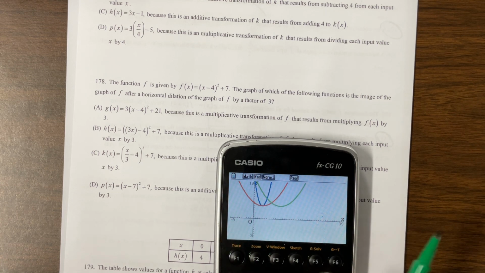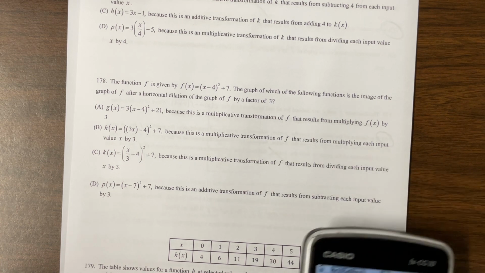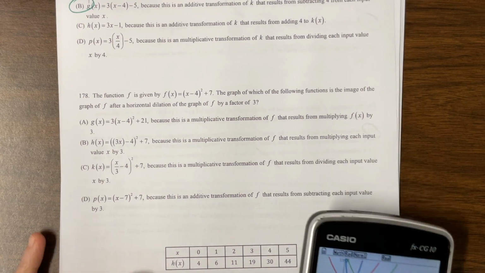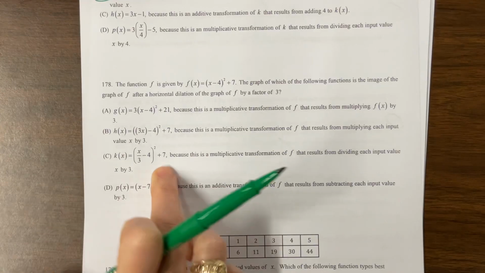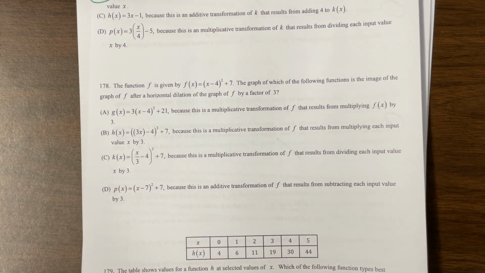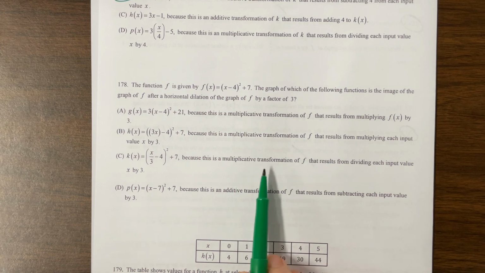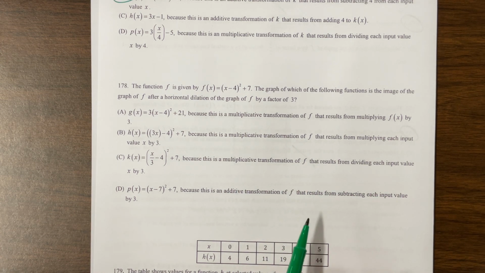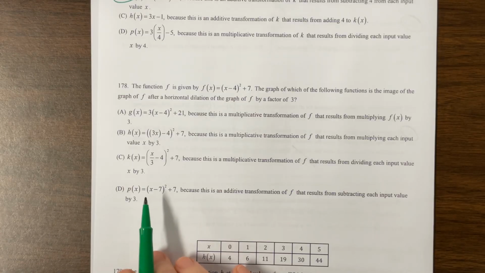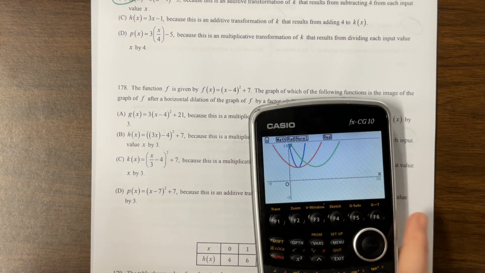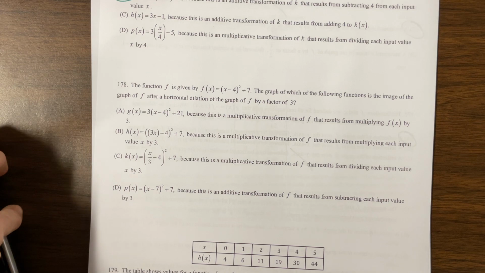This one seems to be shifting also, which kind of bothered me, but they didn't tell us we couldn't shift. So there's that. Okay, so I think the best answer has to be C, because it's a multiplicative transformation that results from dividing each input value x by 3. Yeah, in essence, when I did that, I also shifted it, but they didn't tell me I couldn't.